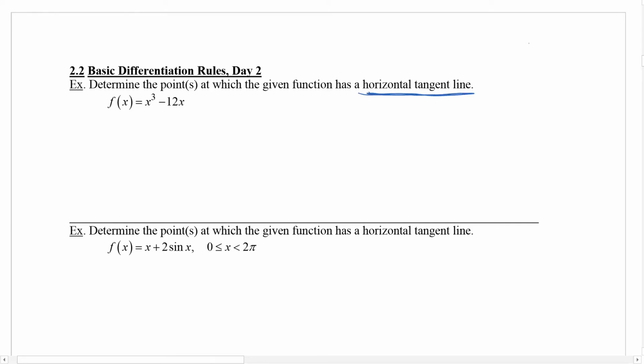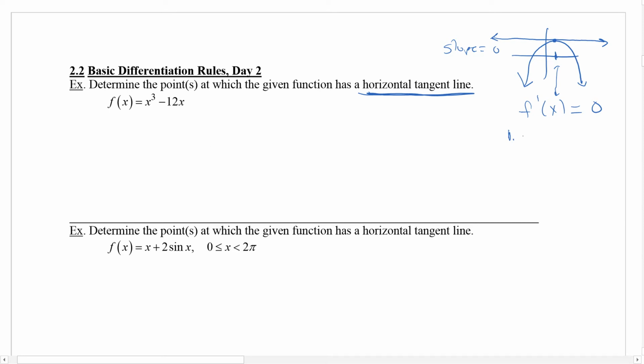What does that mean? Let me draw a picture. If I draw a tangent line at the maximum or minimum of a function, that is a horizontal tangent. What is the slope of a horizontal tangent? The slope is 0. Okay? So what does that mean? That means that the derivative at whatever x value this is right here is 0. So that's what we're going to be doing in the first example.